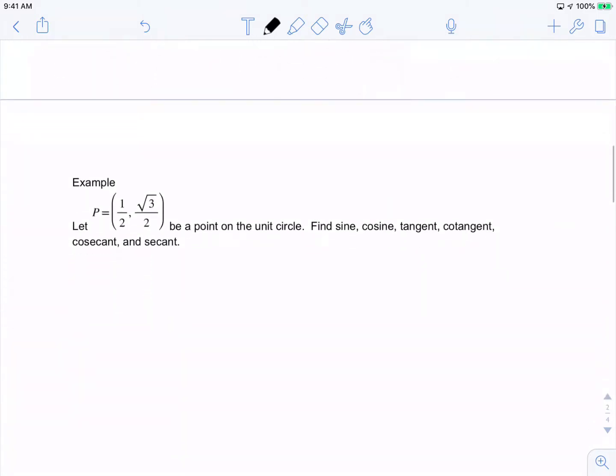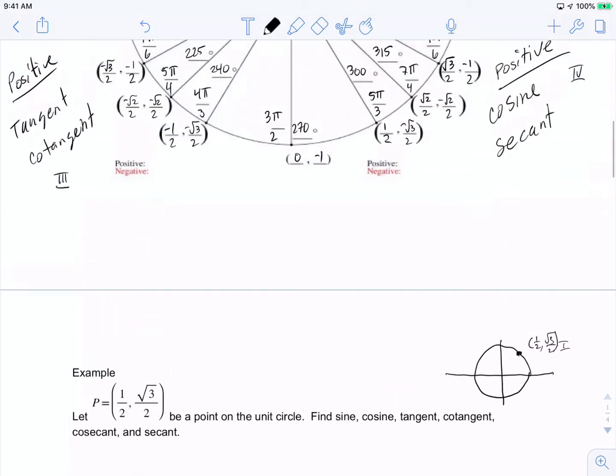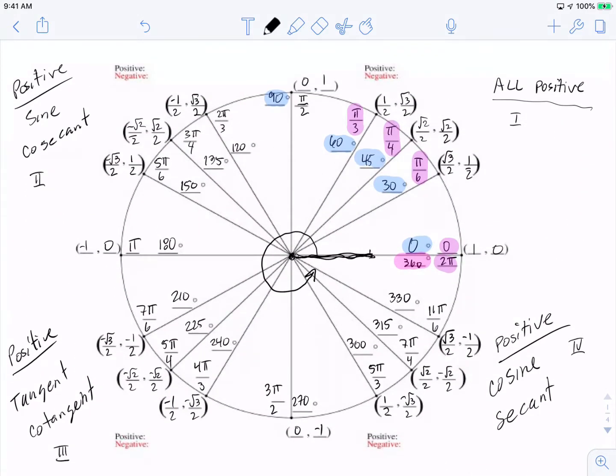Okay, let's do an example. If I have a point that's 1/2, radical 3 over 2 on the unit circle, it's going to look like this. Here's our unit circle, and 1/2, radical 3 over 2 is in quadrant 1, and it actually is right here. If you want to see it, I can bring the chart back. You can see that 1/2, radical 3 over 2 is that point.